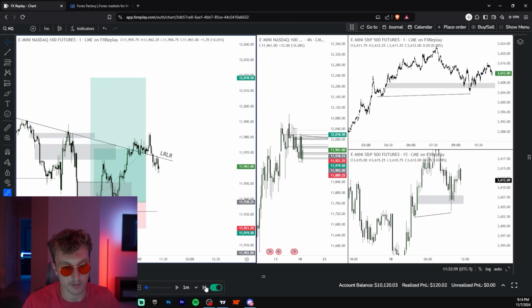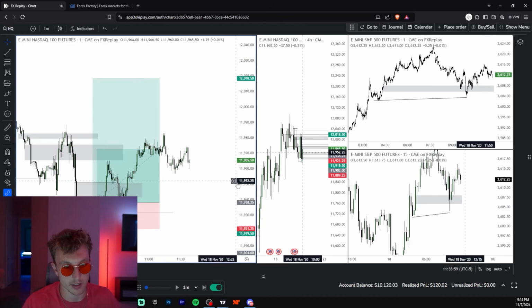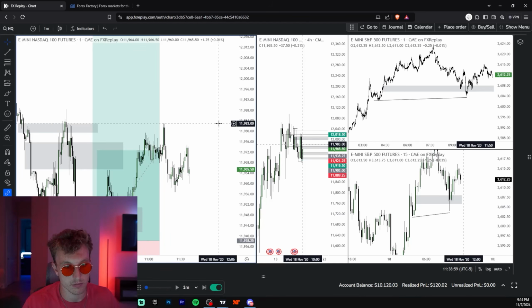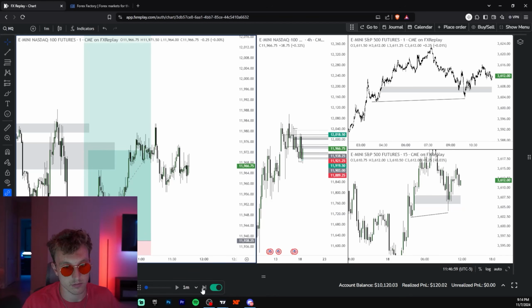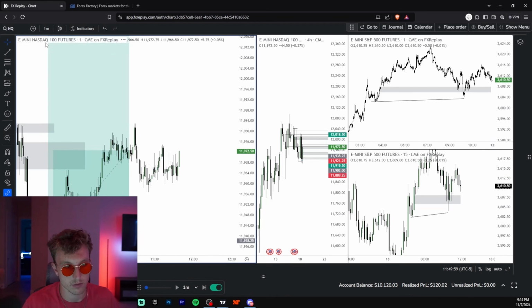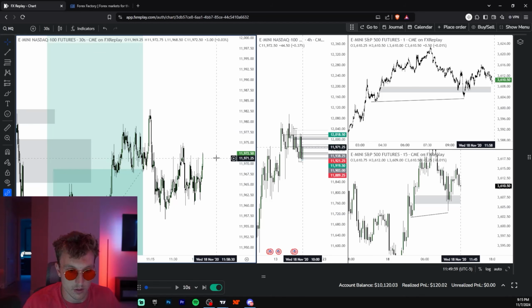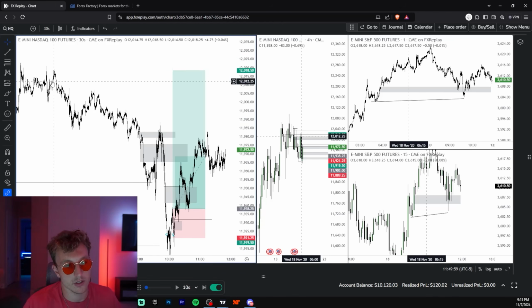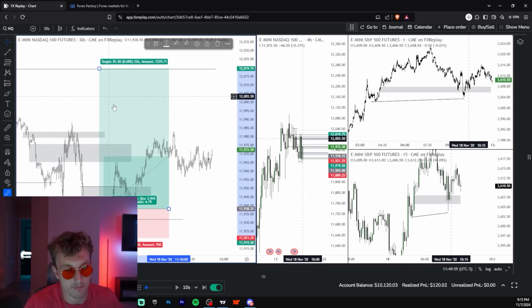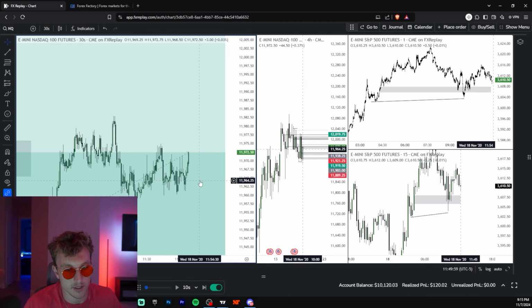I mean, we could get another entry maybe, but not great price action. I'm still super confident about these highs getting hit. I think I'm going to take this one.